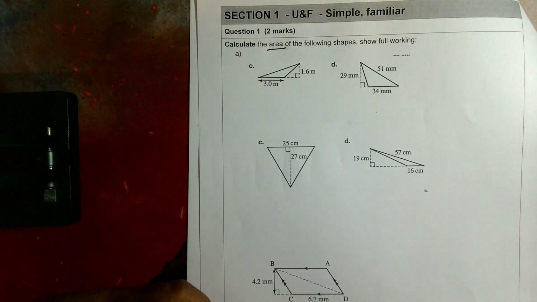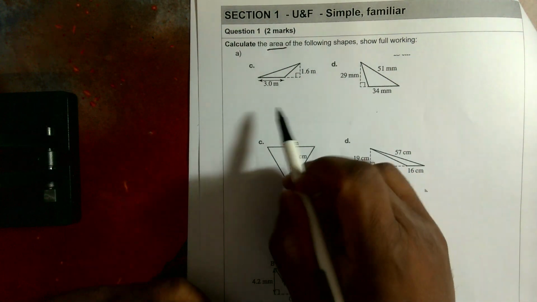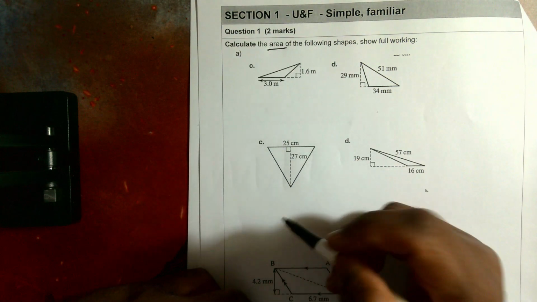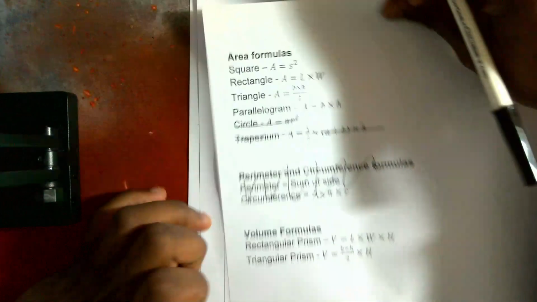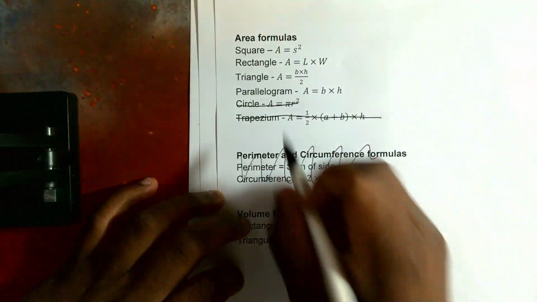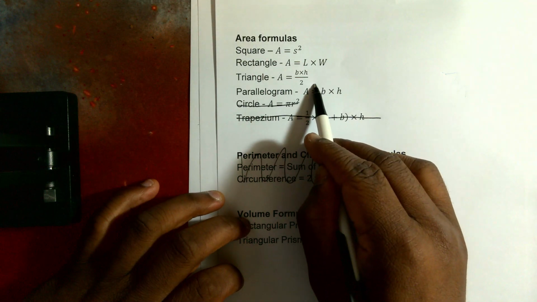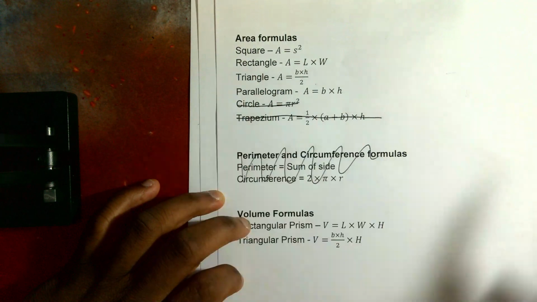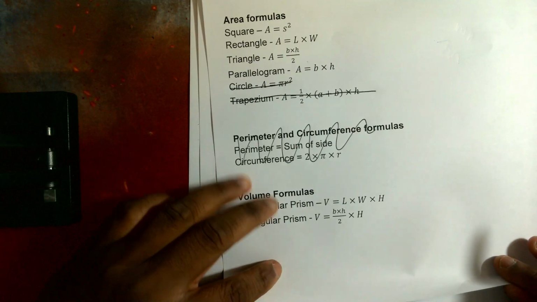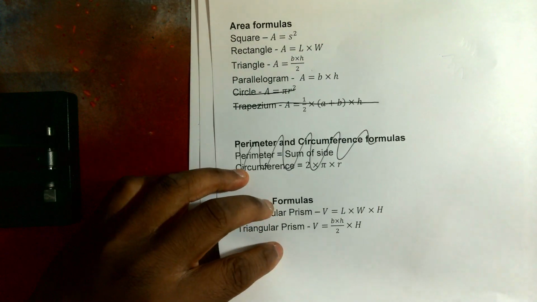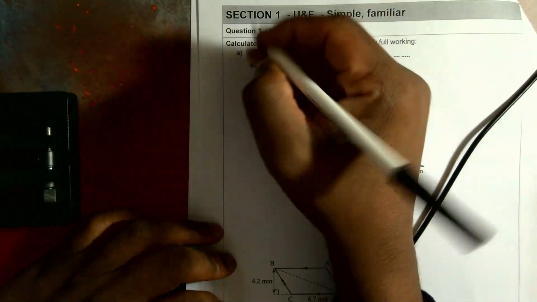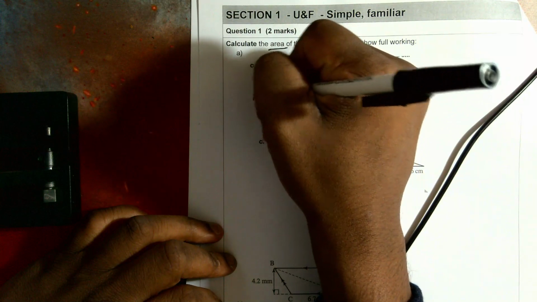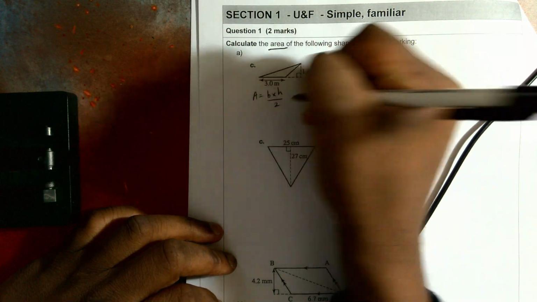you need to do. So if we start with this one, again, these are all triangles, so if we go back to our formula sheet, we've got the formula for area of a triangle. So A equals base times height divided by 2. So we're going to put that in, base times height divided by 2.